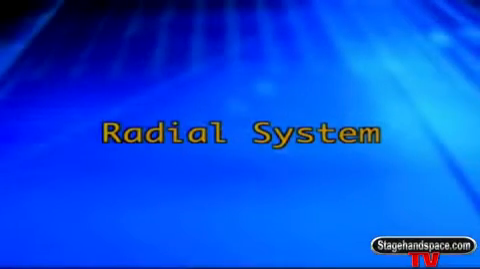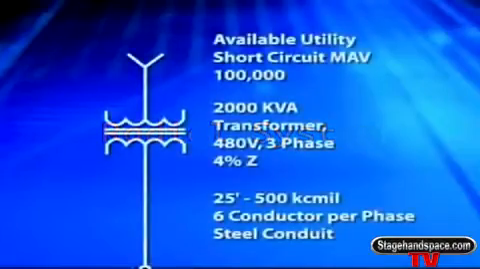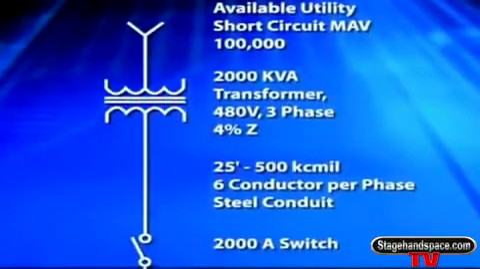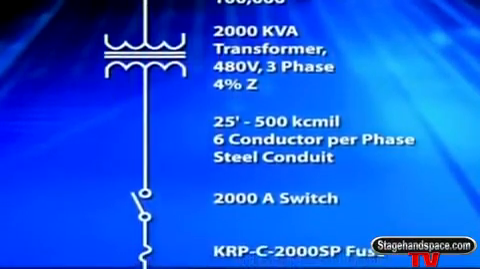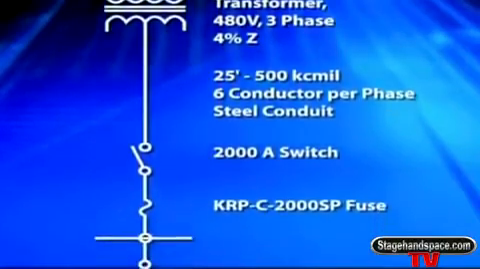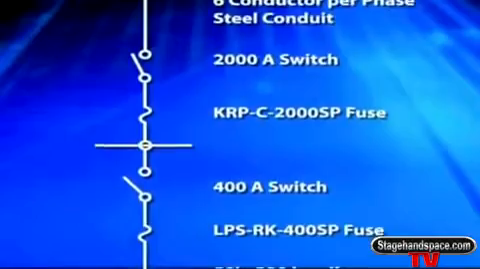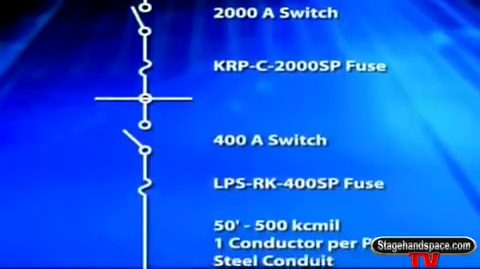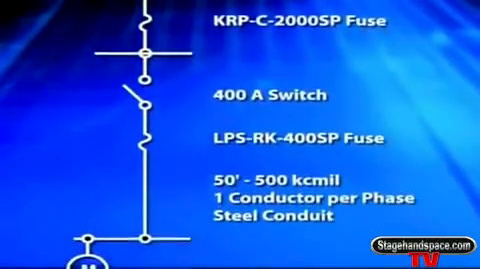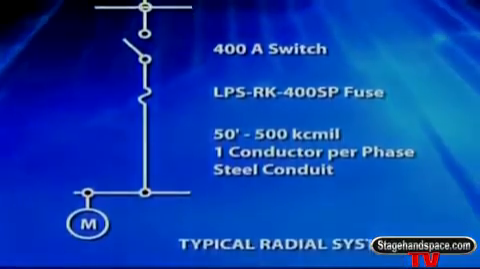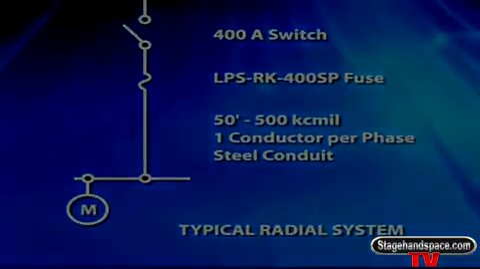A radial system consists of one direct path between the electrical source and the load or equipment. Note that in this example, a large distribution transformer is connected to a main switchboard 25 feet away. Downstream from the switchboard is a standard industrial motor. The local utility provides the short circuit current, while the transformer, cables, and switchboard fuses limit the amount of short circuit reaching the motor.